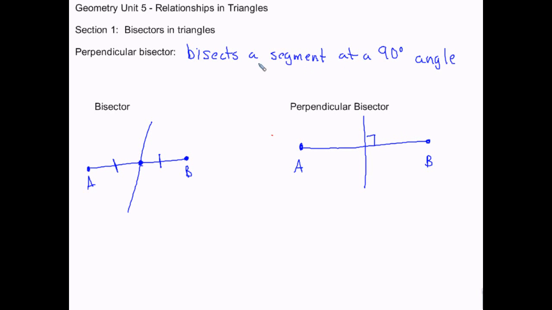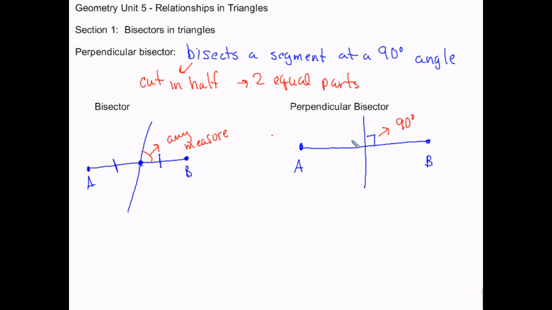Bisectors. And bisecting is to cut in half. And so you get two equal parts. And a perpendicular bisector is a special bisector because it bisects and it hits at a 90-degree angle. So if you have a regular bisector, this angle can be any measure. And if you have a perpendicular bisector, you have a 90-degree angle. And in both, you end up with two equal halves.